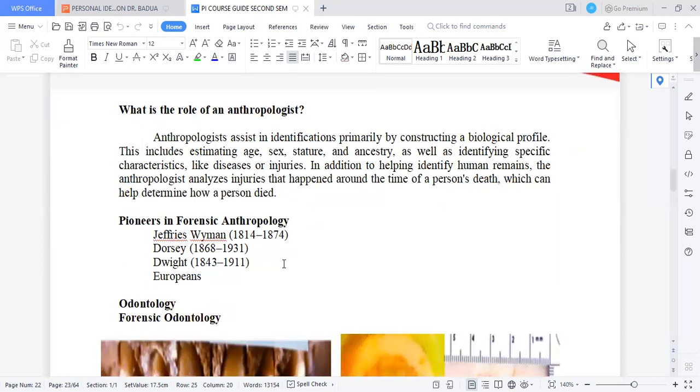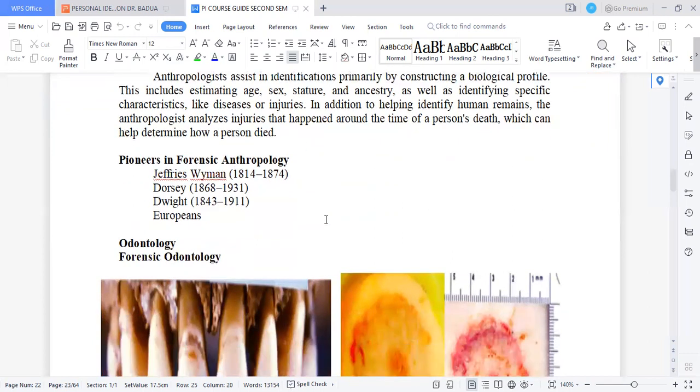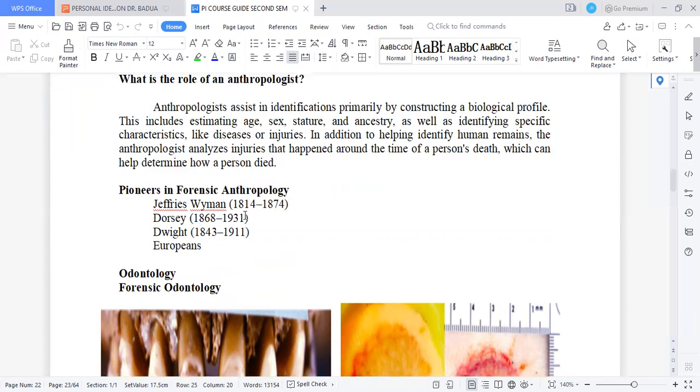So we have here some important details about people who became pioneers in forensic anthropology. We have Jeffrey Wyman, Dorsey, Dwight, and Europeans who had contributed much in the use of anthropology in administration of justice. So for you to know more about these personalities, you can also browse the net. You have to surf the net for more readings.